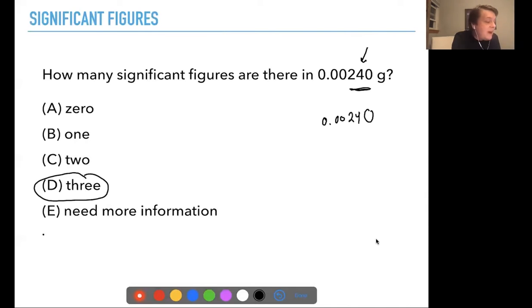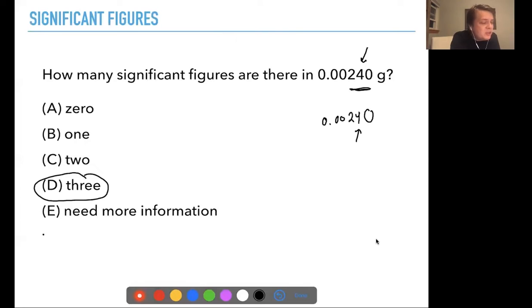We know the answer out to that last one. That last one, maybe it's 0.00241, or 0.00239. We don't know for sure, but we know it's something like that. We know that this number right here is definitely 4.